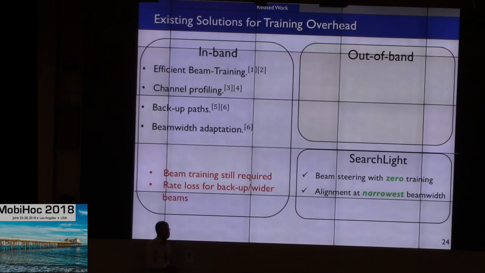Whereas in SearchLight, we incur zero in-band training overhead after the initial beam alignment, and we also align the beams for the narrowest beamwidth level.